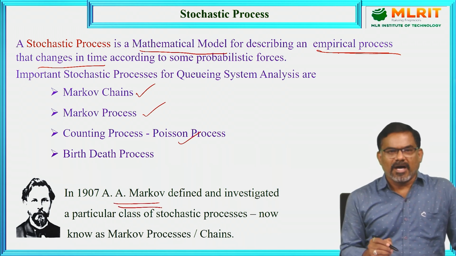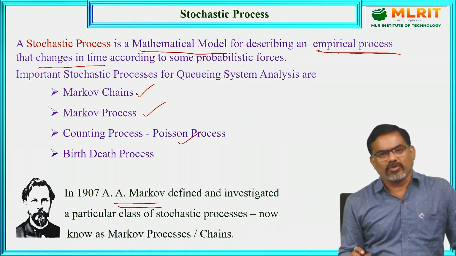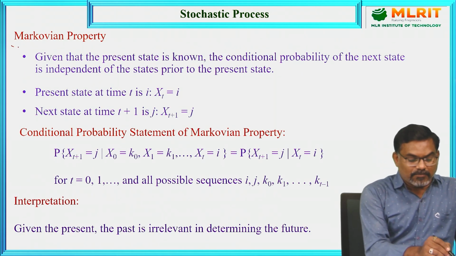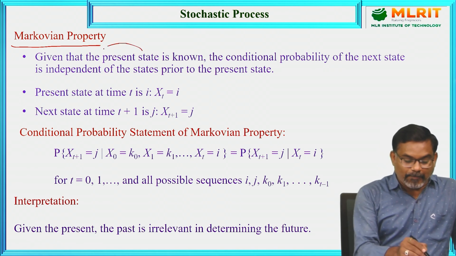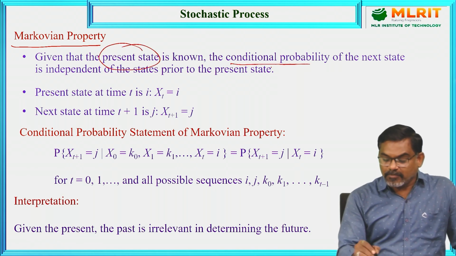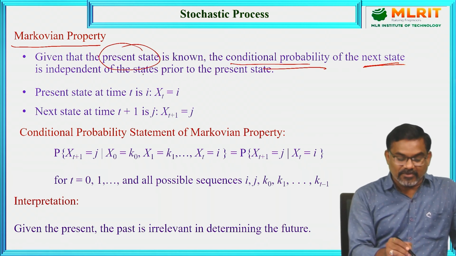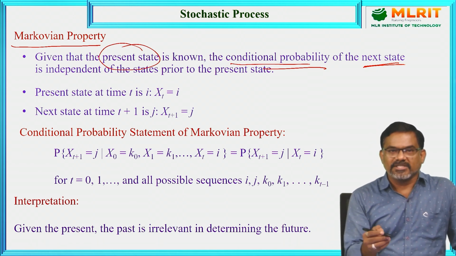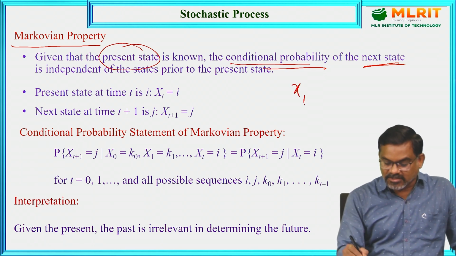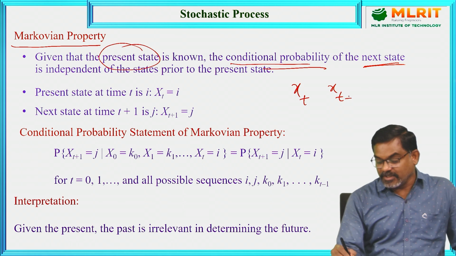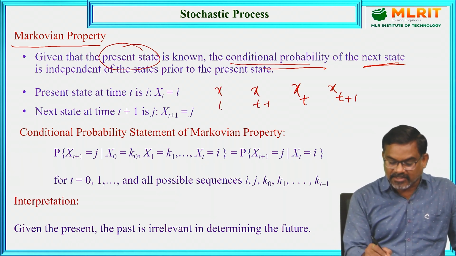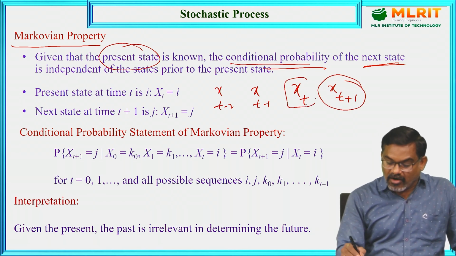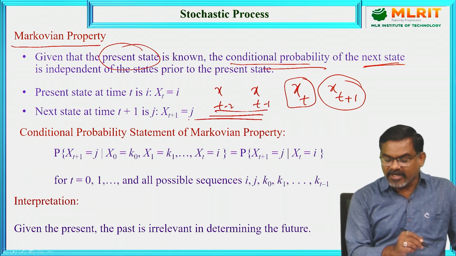a Russian mathematician Markov defined and investigated a particular class of stochastic processes, which are known as Markov processes or Markov chains. The Markovian property: the present state is known to us, and the conditional probability of the next state is independent of the states prior to the present state. For example, this is the present one, Xt, the next one is Xt+1, and previous ones are Xt-1, Xt-2 and so on. So, the probability of the future state depends only on the present state. It is independent of the previous states.